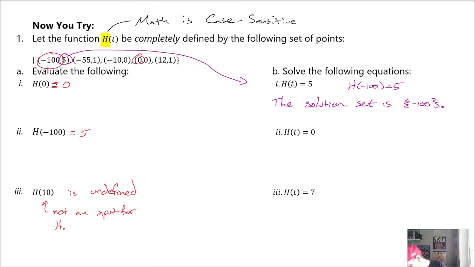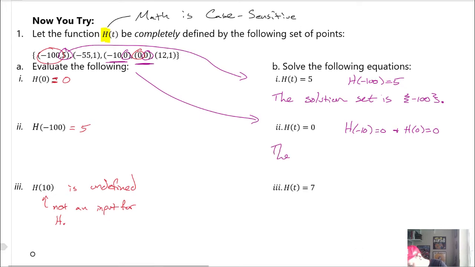The second equation is capital H of t equals 0. When I look for 0 as an output, we see that in 2 points up here, both negative 10, comma 0 and 0, comma 0. So both H of negative 10 equals 0 and H of 0 equals 0. So there are 2 solutions here, and the solution set is the set containing negative 10 and the number 0.